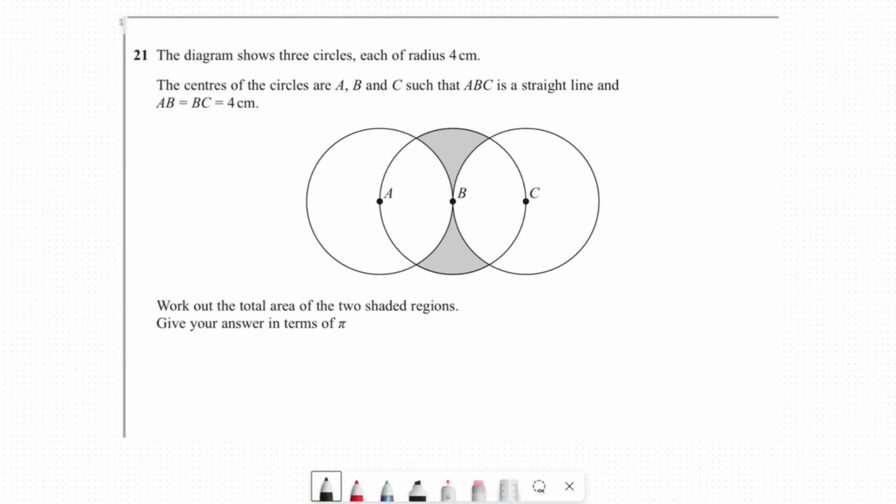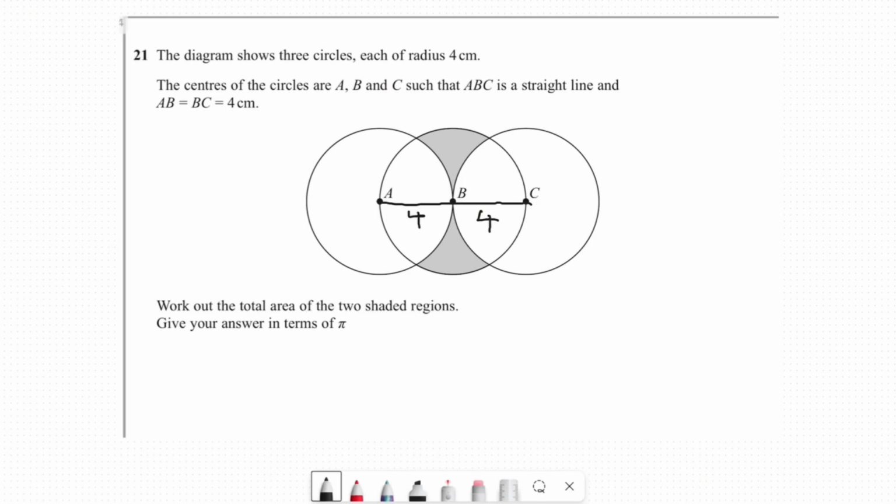Okay, so moving on to the final question today, and the hardest one. It's this question, which it might look familiar to some of you. It's probably the worst question I've ever seen. So let's start. The diagram shows 3 circles, each of radius 4, and the centres of the circle ABC, such that ABC is a straight line. So going from here all the way to C, that's a straight line. And AB is 4, and BC is also 4.